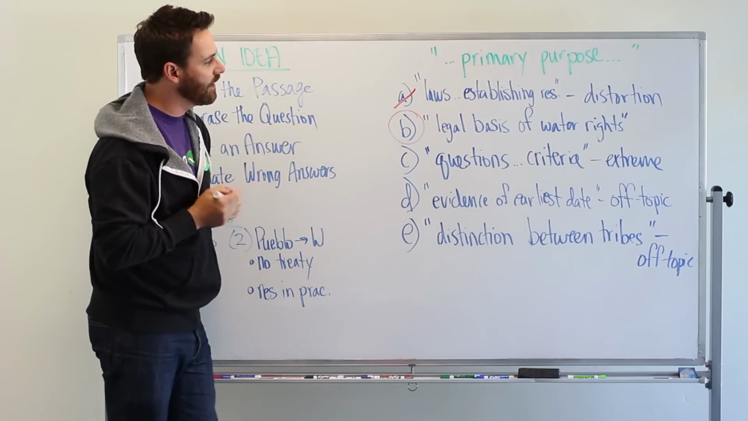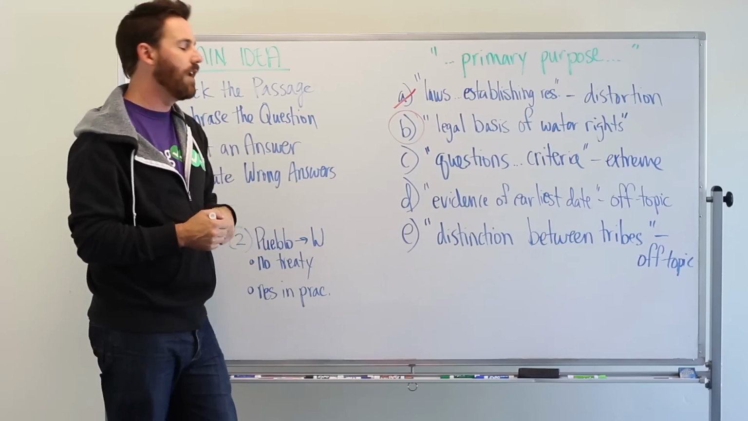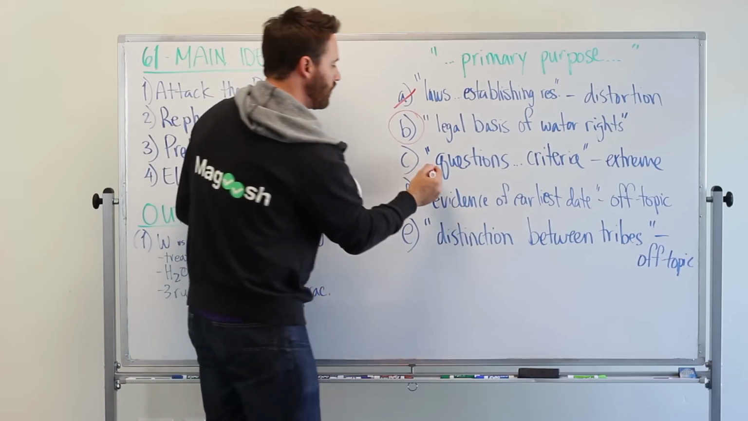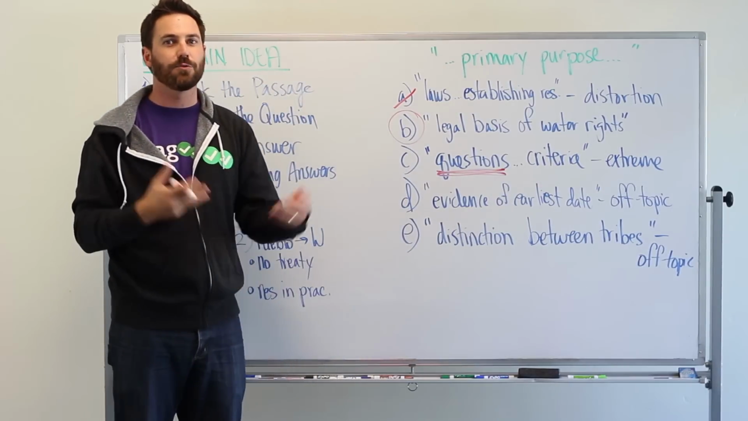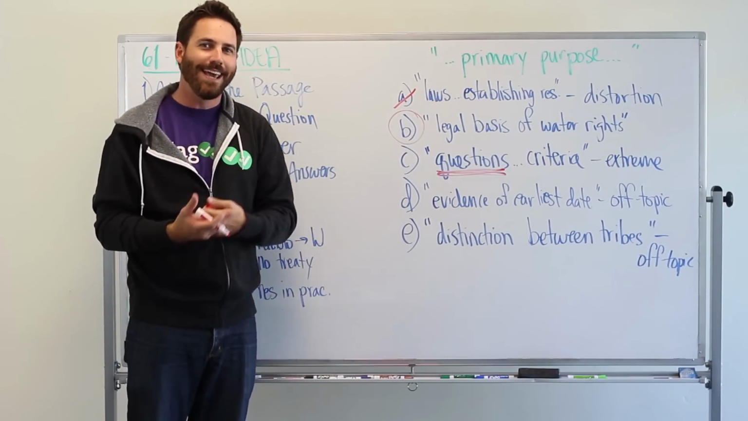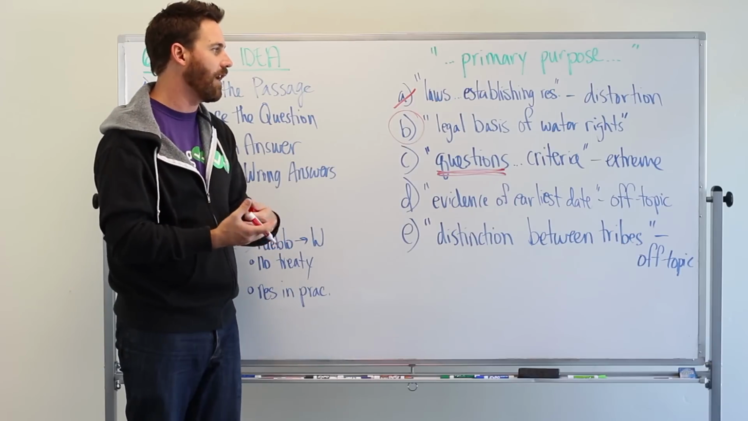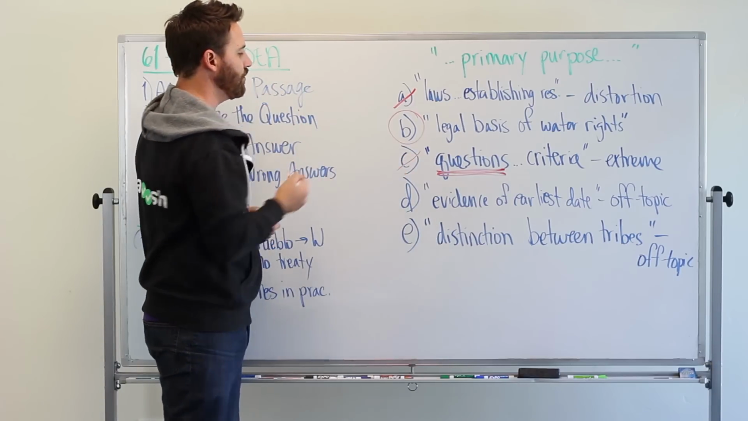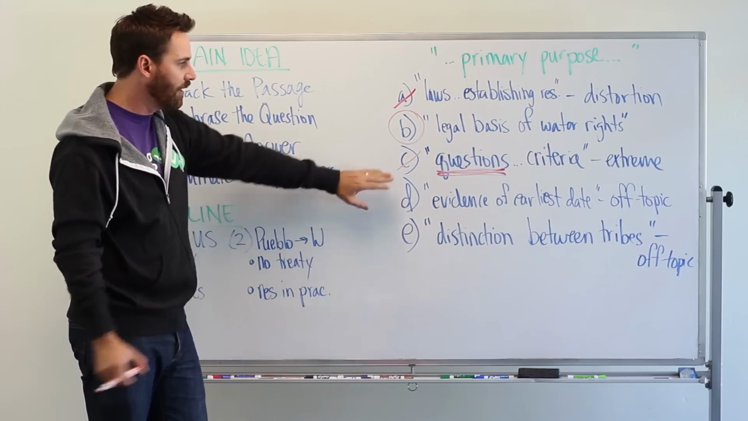C, it says at the very beginning, questions the criteria for the legal basis of water rights. This is a huge clue, questions. That's a very extreme word, which would indicate that there's an opinion in the passage, that the author has taken a stance one way or the other. We didn't see that at all, so I'm going to mark this as wrong because it's too extreme, or you could say it's a distortion of what is in the passage.